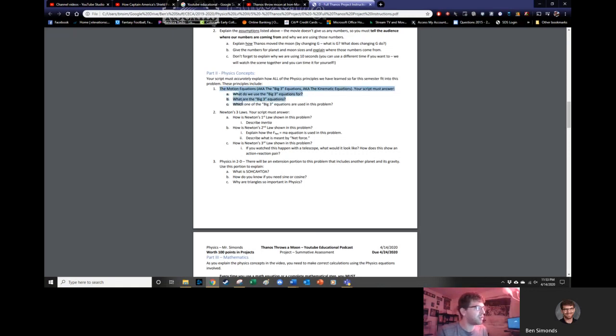There's the kinematic motion equations. So there's the big 3 equations. You actually only need to use one of the equations in this problem, but you should still talk about that and discuss that concept in your video. How did we use the equation or equations to help us solve the problem?